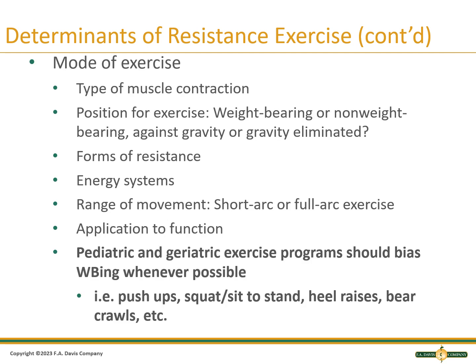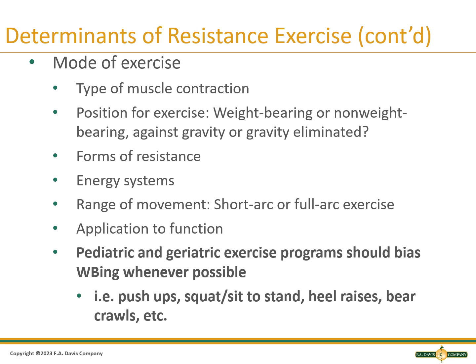We're also going to look at the mode of exercise. A couple of different things can factor into the mode. One of those is going to be the type of muscle contraction. So do we have a lengthening eccentric contraction? Do we have a shortening concentric contraction? Do we have an isometric contraction that's staying the same length? Which of those is going to be the most effective for our patient, and which is going to help the patient reach their goals fastest?